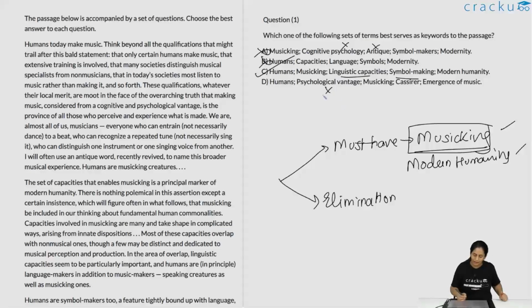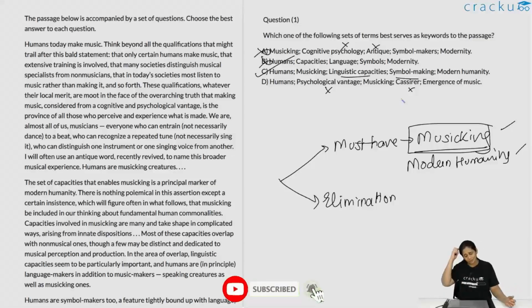Human psychological vantage. Psychological vantage is also wrong because psychological vantage is given just to say how this musicking ability is universal in humans. So again, it is not something which is primarily a keyword or a point of focus as such. Musicking is there. Cassirer again is not true. Cassirer is basically what Homo symbolicus was called, and it was not at all a keyword or a focal point in the passage, so it can be eliminated. Emergence of music, not music but musicking as a musical ability as such. So this is also incorrect, but these two are clearly incorrect, so option D is definitely incorrect. C would be the right answer.